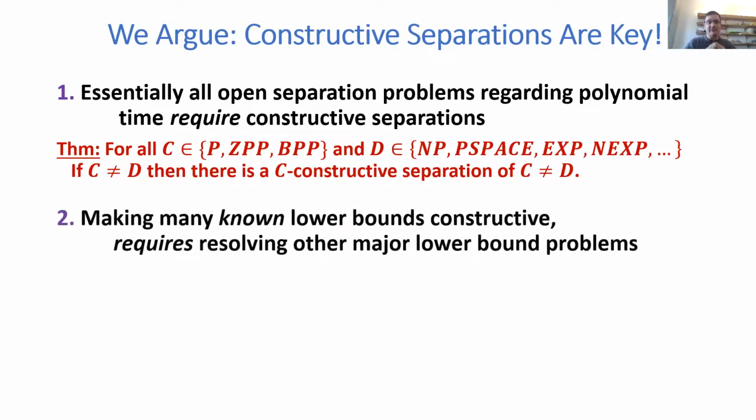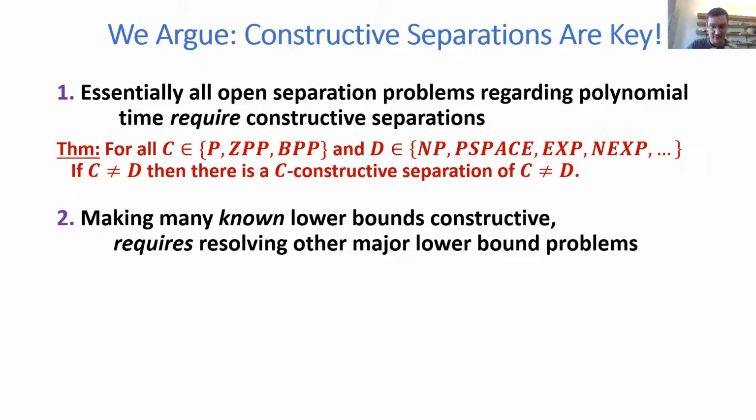The second set of results says there are many lower bounds that we know very well. If we could make them constructive, that would also require resolving major lower bound problems. So the second set of results shows how much more powerful constructivity is compared to other methods.